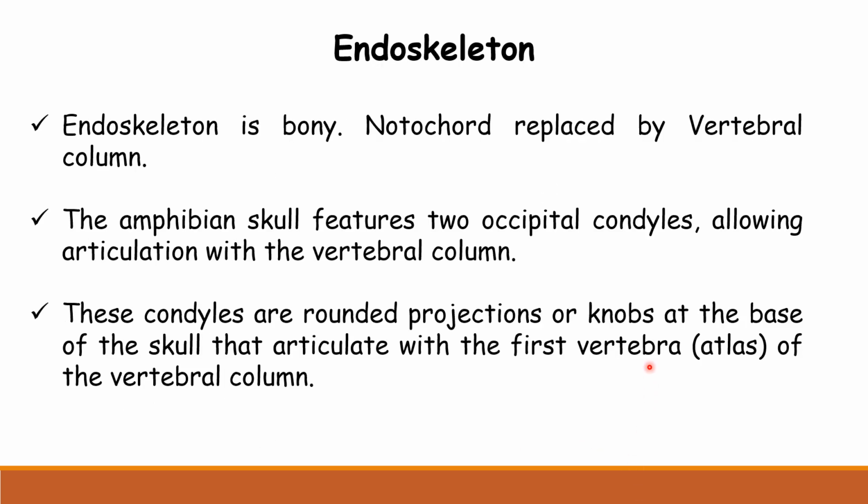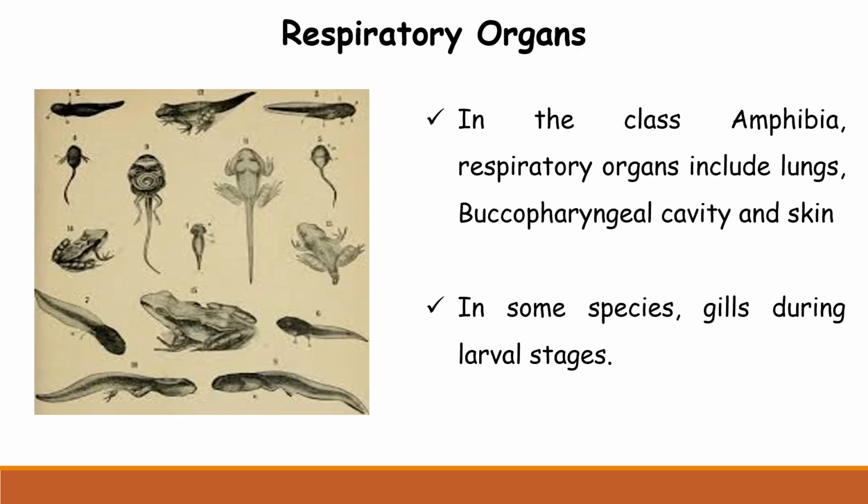Now coming to the endoskeleton. In amphibians it is bony, and the notochord is replaced by the vertebral column, a true vertebrate characteristic. The amphibian skull features two occipital condyles, which are basically round projections or knobs at the base of the skull that articulate with the first vertebra of the vertebral column.